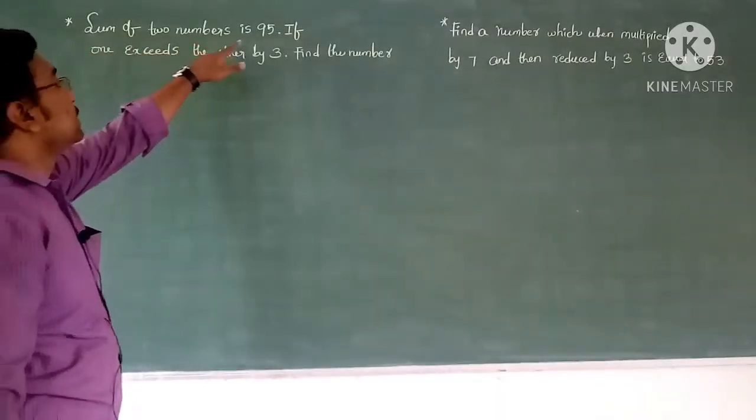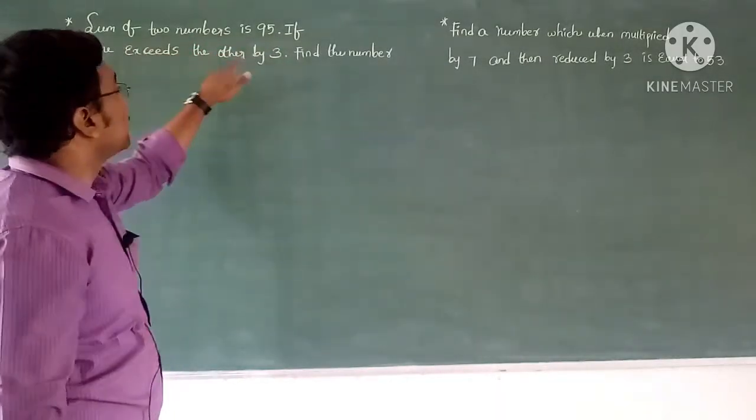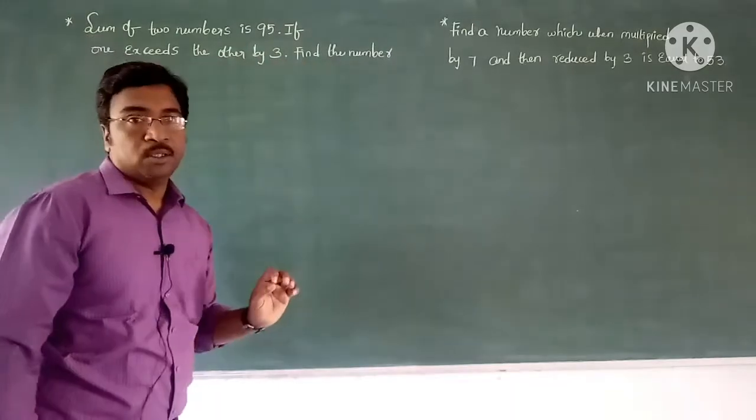Sum of two numbers is 95. If one exceeds the other by 3, find the numbers.